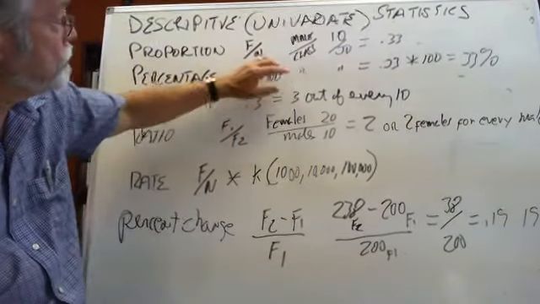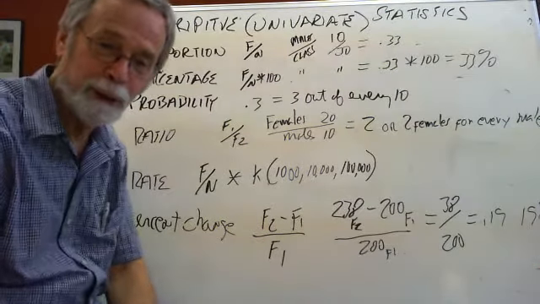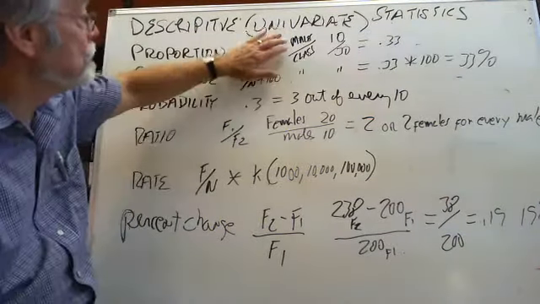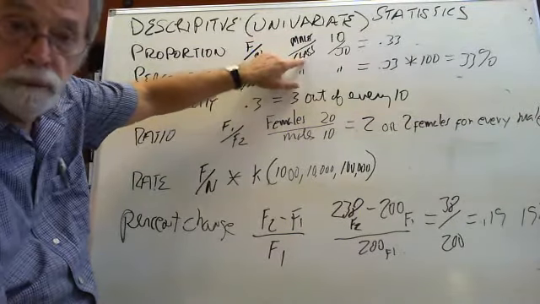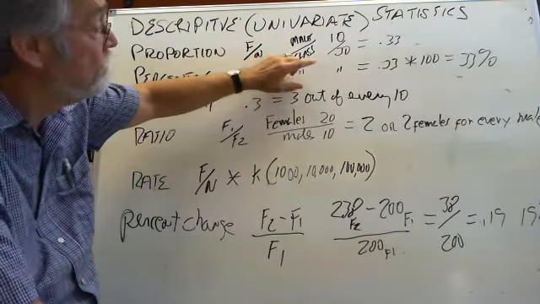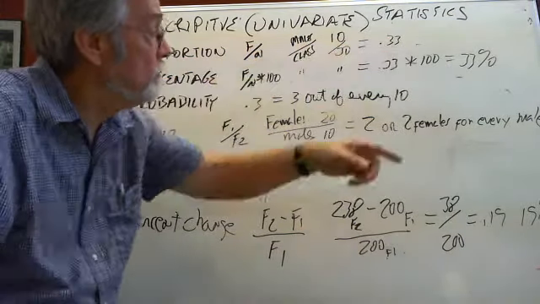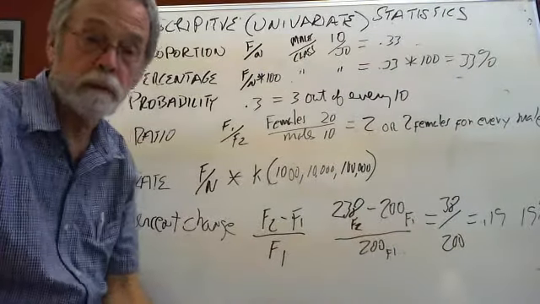So let's walk through a proportion. These are fictitious data. I don't really know how many males there are in our class. But let's say in our class we have 10 males and 30 total in the class. 10 males and 30 total. So for the proportion, we divide the total into the 10 males, and we have a proportion of 0.33.